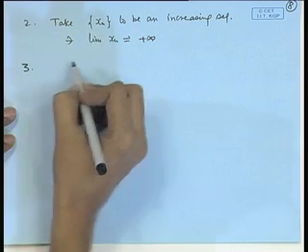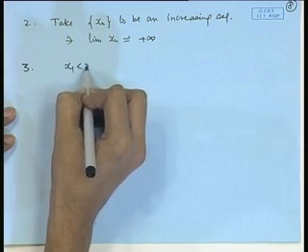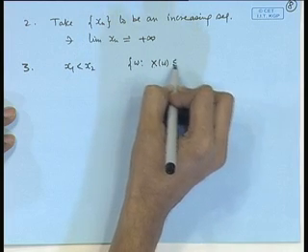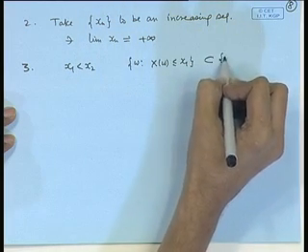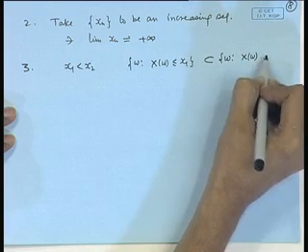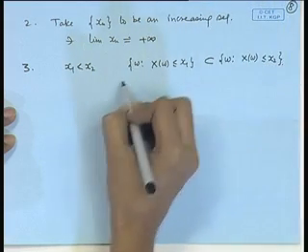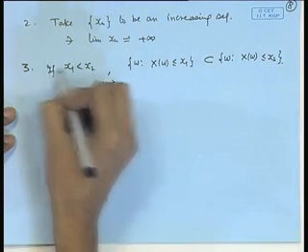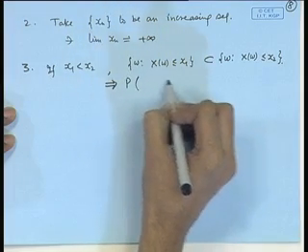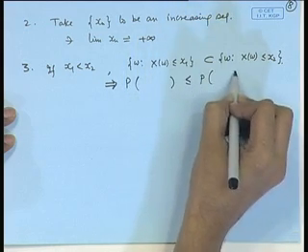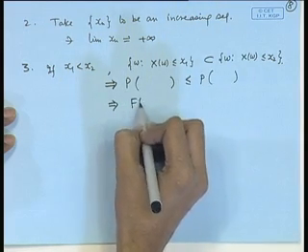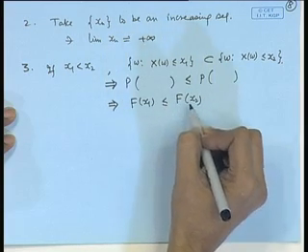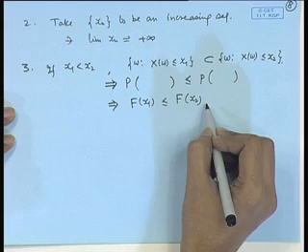To prove the third property, if I have x1 less than x2, then the set of omega such that X(omega) is less than or equal to x1 will be a subset of the set of all those omegas such that X(omega) is less than or equal to x2. So by monotonicity of the probability function, probability of this set will be less than or equal to probability of this set, which is equivalent to saying that F(x1) is less than or equal to F(x2). So the cumulative distribution function is a non-decreasing function.